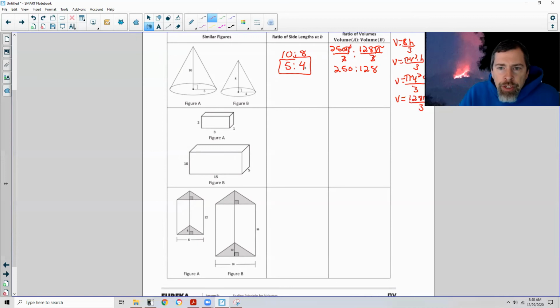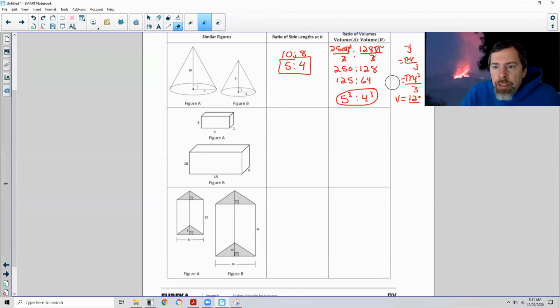Remember what we were saying over here. We're trying to see if we're going to get 5 cubed is to 4 cubed. So I'm just going to work backwards here now. 5 times 5 is 25 times 5 is 125. Where does 125 come from? Well, it's half of 250. So we're going to divide this by 2. 64. Well, 4 times 4 is 16. 16 times 4 is 64. So we do get our 5 cubed to 4 cubed. So this is true.